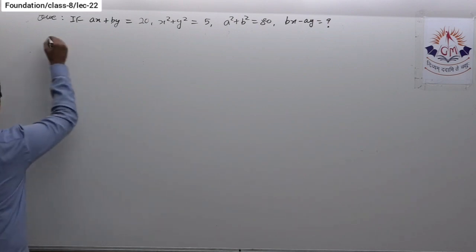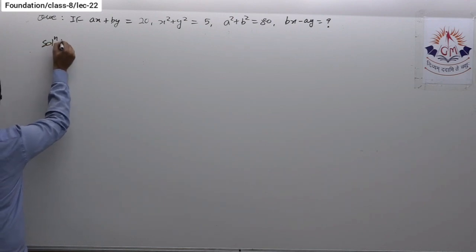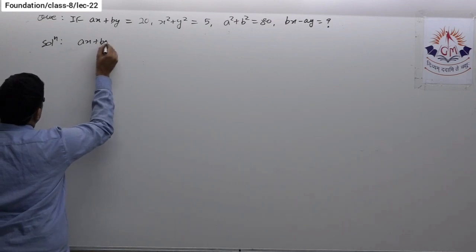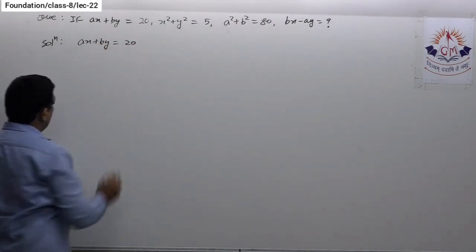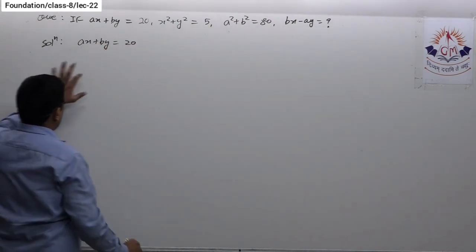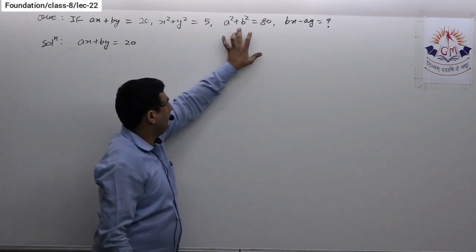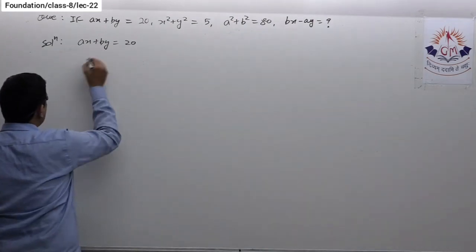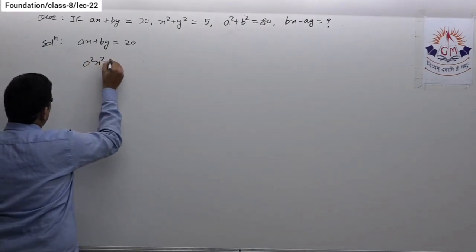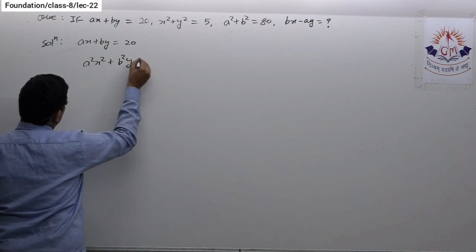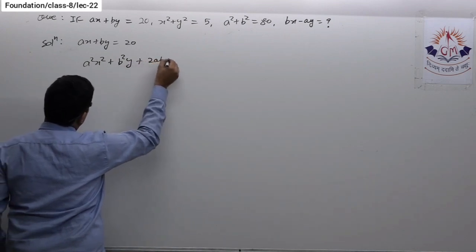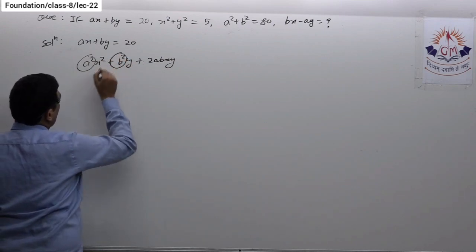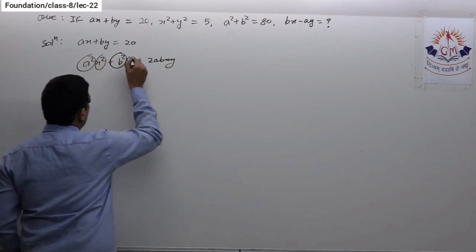Okay, let us see how to solve this. We have ax plus by is equal to 20. If I simply square it, anyhow, I have a square, b square as well as x square, y square. So just by squaring this, what I am going to get is a square x square plus b square y square plus 2ab xy. Again, a square plus b square I have, x square plus y square I have.